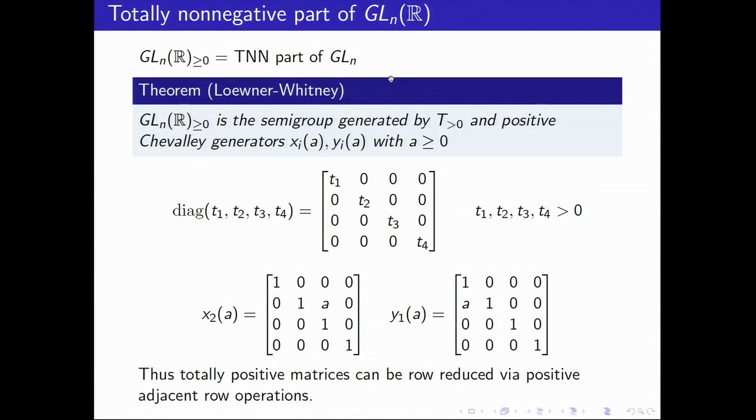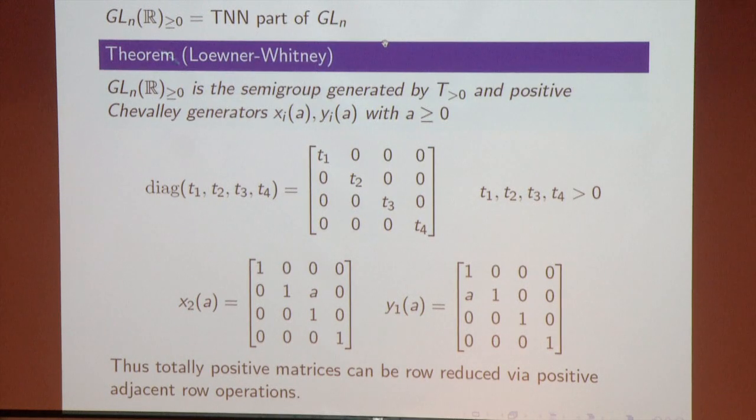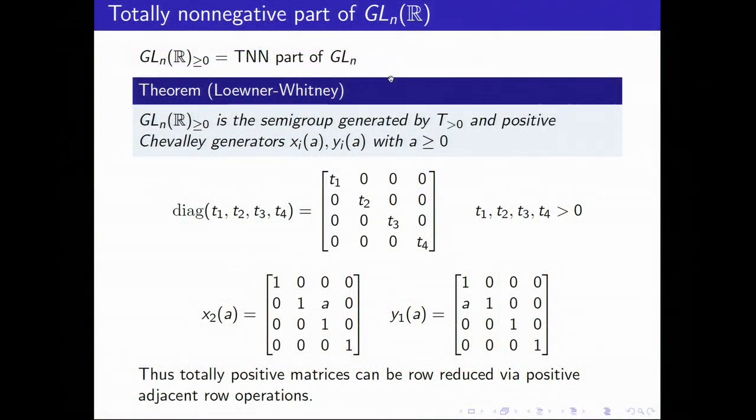OK, so the fact that GLN totally non-negative part is a semigroup follows from the Cauchy-Binet theorem, which tells you a formula for the minors of the product of two matrices in terms of minors of the original matrices. This Loewner-Whitney theorem gives the semigroup generators for this subset of GLN.